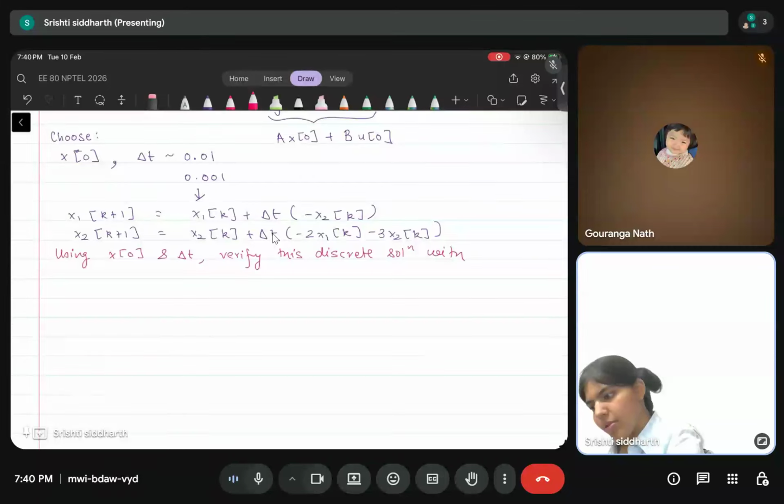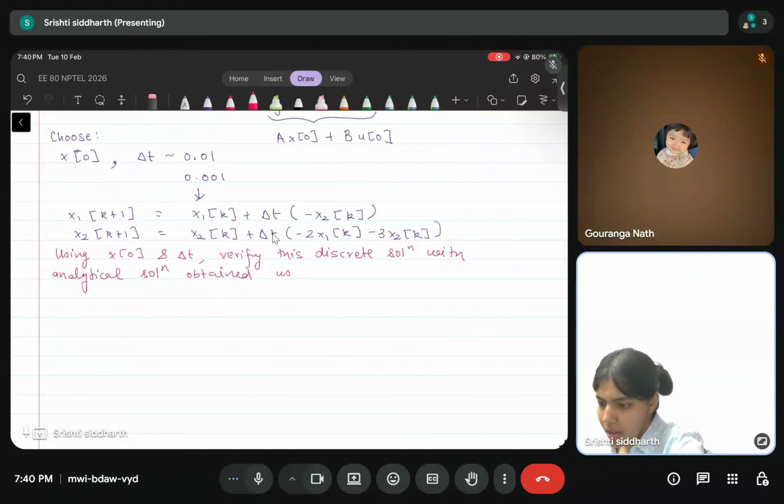The analytical solution has been obtained using the state transition matrix e to the power At, right? Which is x(t) is simply e to the power At times x0.